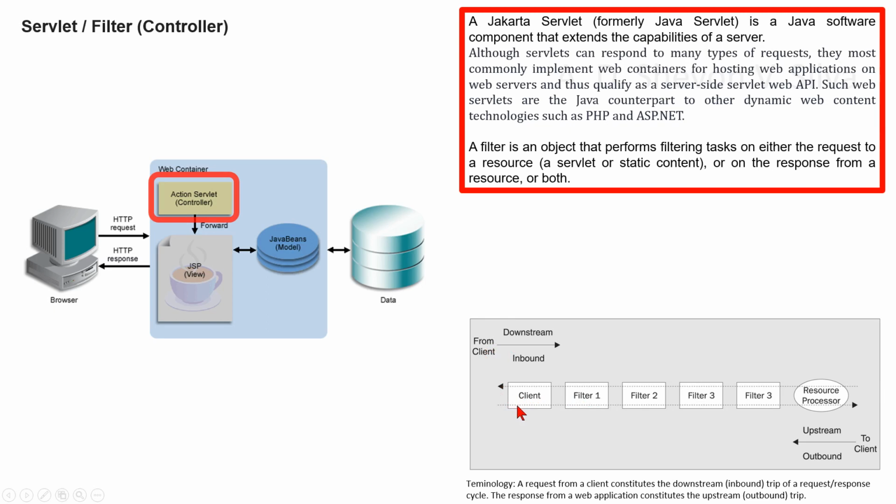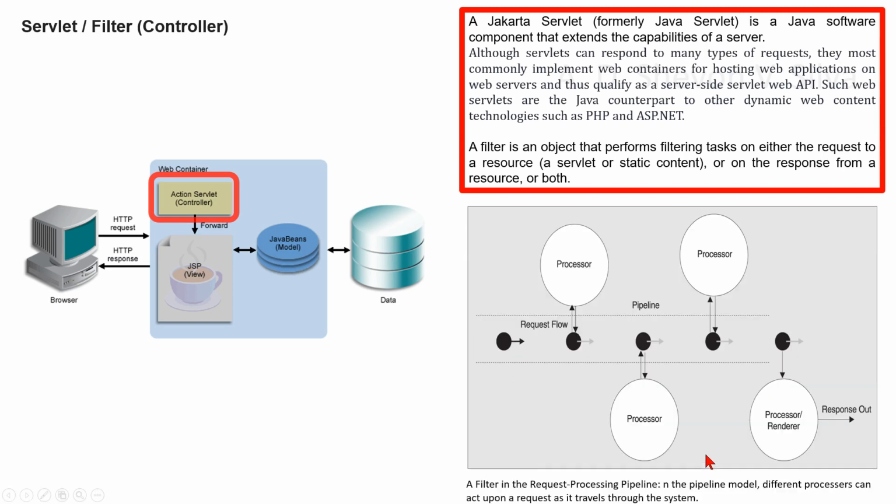Here you can see the client is connected to filter 1 and filter 2, and then filter 1 is connected to filter 2, and filter 2 is connected to filter 3, and filter 3 is connected to the resource processor, and the resource processor is connected to filter 1 and filter 3, and filter 3 is again connected to filter 2, and filter 2 is connected to filter 1, and filter 1 is connected to the client. Here you can see from the client, the downstream, or inbound, and here to the client, the upstream or outbound. Now we are considering a filter in the request processing pipeline.